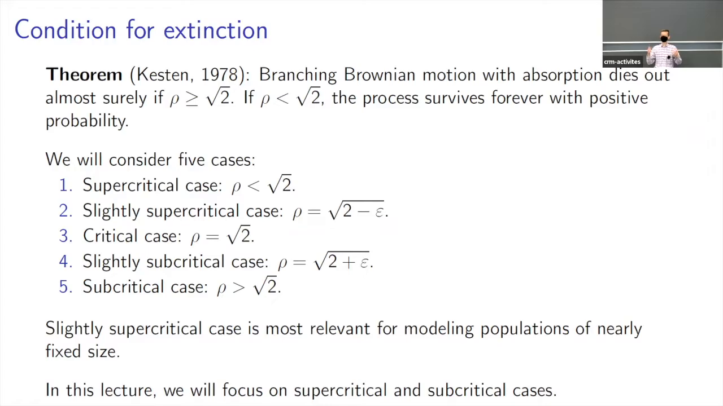Now, we are going to be most interested in using branching Brownian motion to model populations undergoing selection. And these populations we want to think of as having roughly fixed size. And so for that, we need something close to critical. But because the process dies out in the critical case, it turns out that it's going to be the slightly supercritical case that's most relevant for modeling populations undergoing selection. And that's the case that we're going to deal with in depth in the next lecture. In this lecture, I'm going to focus mostly on the supercritical case and on the subcritical and slightly subcritical cases.